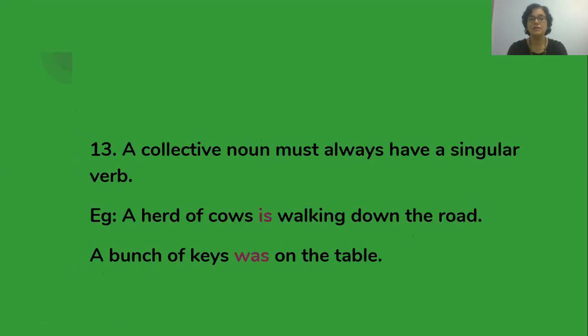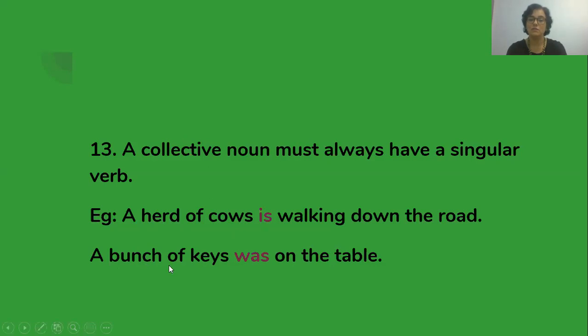13th one. A collective noun must always have a singular verb. You have so many collective nouns, a bunch of keys, a herd of cows, you have a class of students, a bouquet of flowers, so many collective nouns. When you use collective nouns in a sentence, use a singular verb only. Why? Because when you're talking about a collective noun, you are not referring to the word that you see close to the verb, like cows, for example. You're not looking at cows, you're looking at a herd of cows. You're talking about one herd of cows, just one.